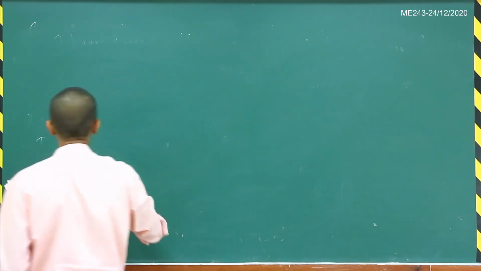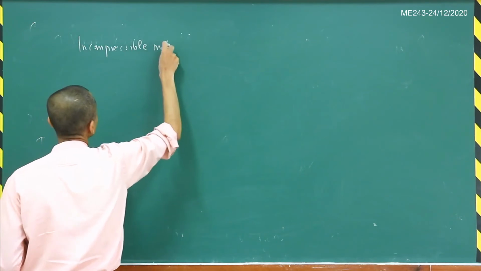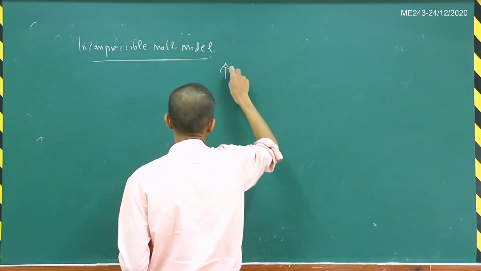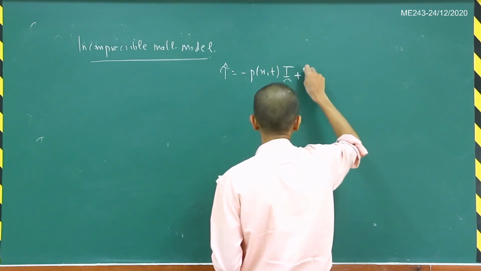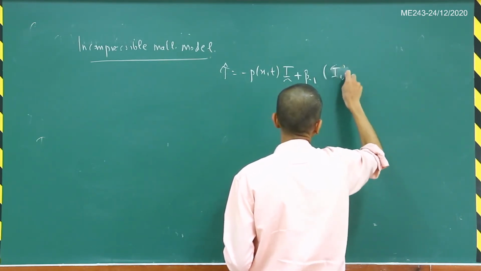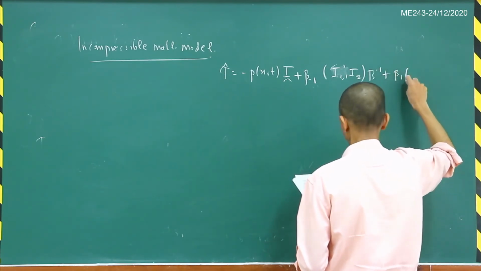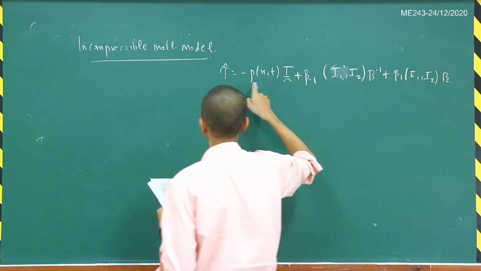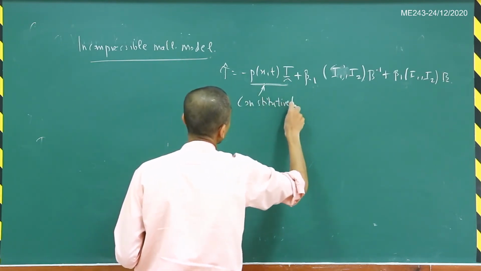So the constitutive relation, let me write that first, for the incompressible material model, is given by minus p of x comma t times the identity, plus beta minus 1 of the invariants of b. This will be just I1 and I2 in this particular case: I1, I2 times b inverse, plus beta 1 of I1, I2 times b. Here you can see that, for an incompressible material model, this part is constitutively indeterminate.